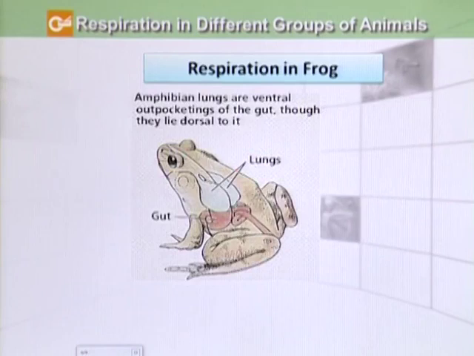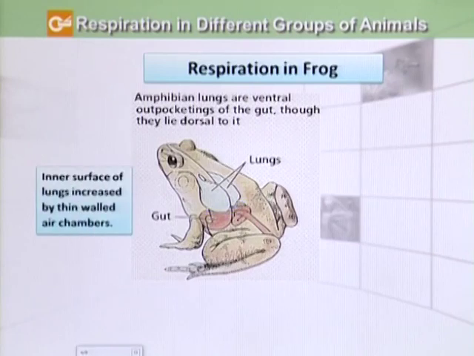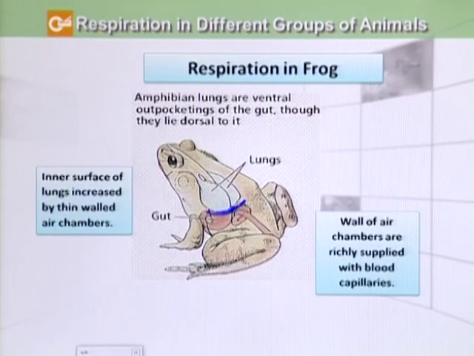So, the amphibian lungs, or the lungs of frog, are ventral outpocketings of the gut, although they lie dorsal to it, and the inner surface of the lung is increased by thin-walled chambers. The walls of the air chambers are richly supplied with blood capillaries, and it is here that the exchange of gases takes place.